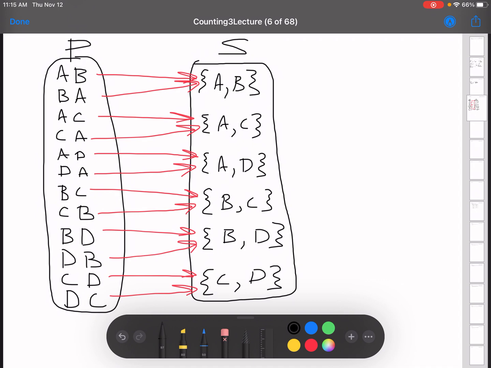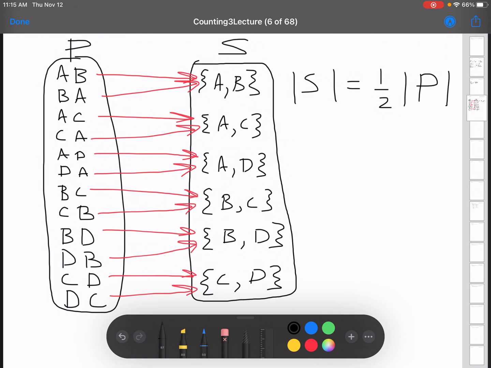Okay, and so now think about it. The first thing we can see is that the cardinality of, let's make this an S here, the cardinality of S, the number of two-element subsets, in this case 6, is equal to, because it's a 2-to-1 map, and even if you don't remember the 2-to-1 map, you can just see here by looking at the number of connections, the number of things in S is 1/2 of the number of things in P.